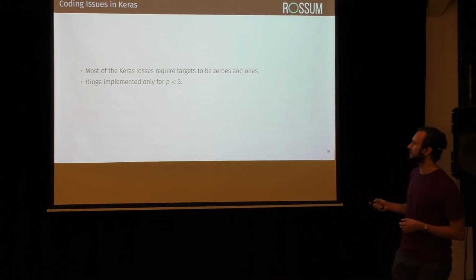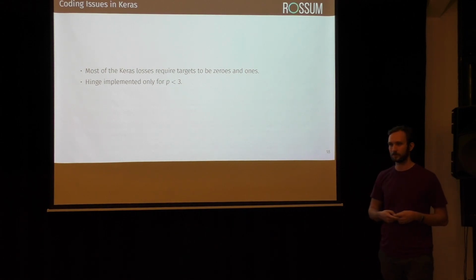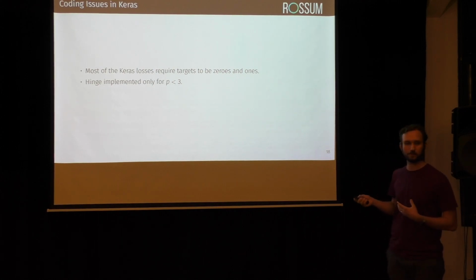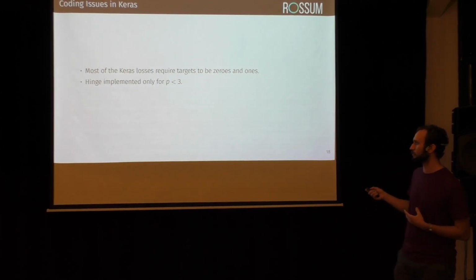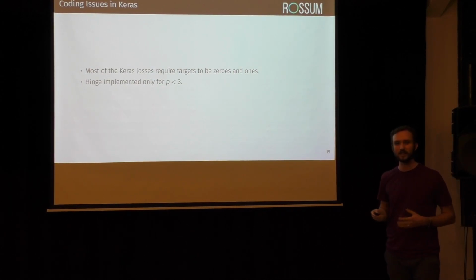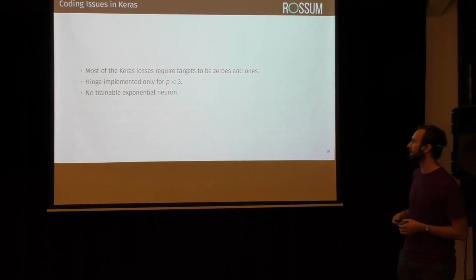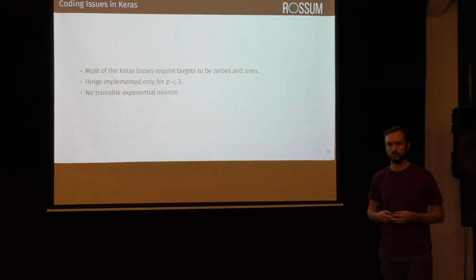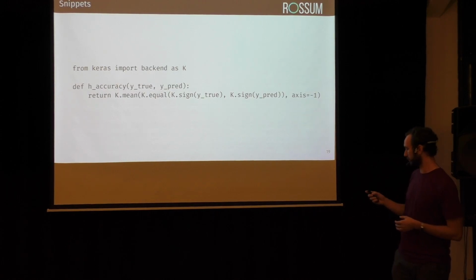So the first issue is that the hinge loss in Keras is only implemented for p less than 3. So these functions are not twice differentiable if you take them with the maximum, right? So for these, the assumptions of the paper, of the whole idea, don't hold. So that's the first thing. Another thing is that you can't add a single exponential neuron in Keras. It's just not implemented.